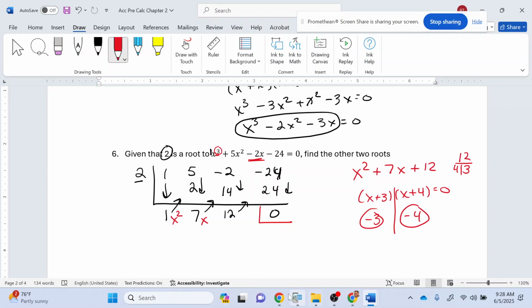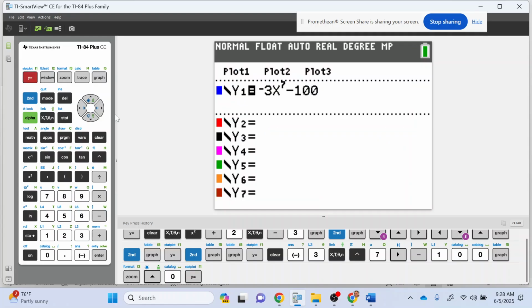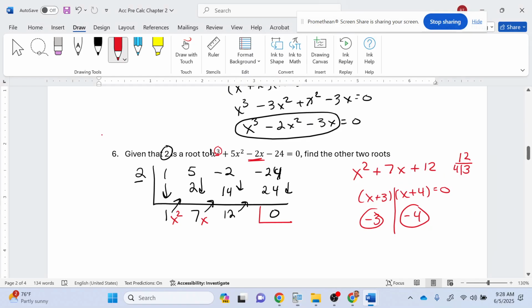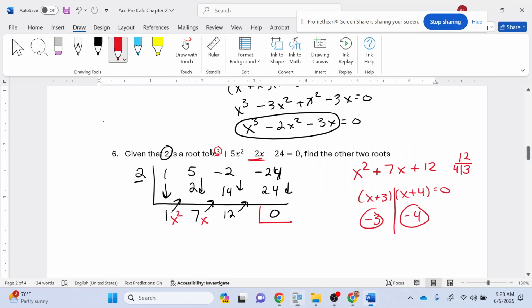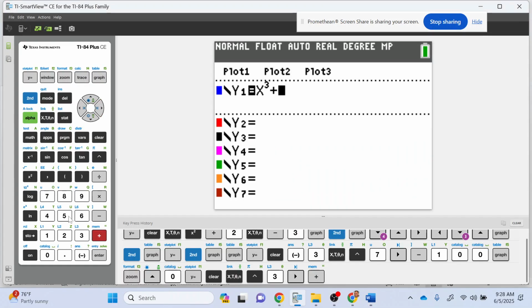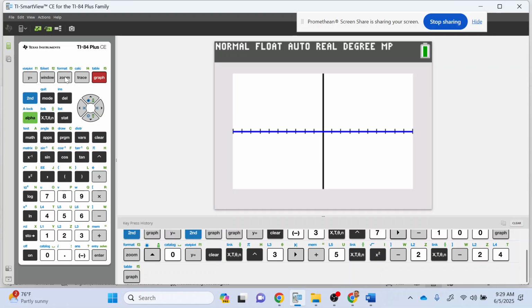So now the question is, how can I use the calculator to make my life easier? I'm going to go to y equals again, clear this out, and plug in the equation, which is x to the third power plus 5x squared minus 2x minus 24. If I click graph, well, I got to zoom a little bit.